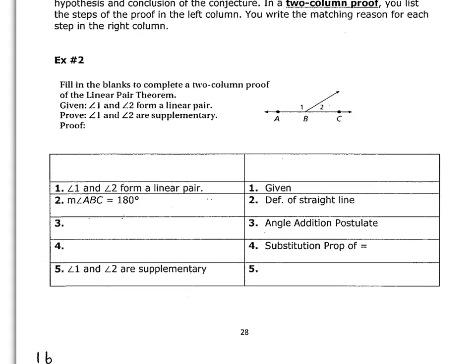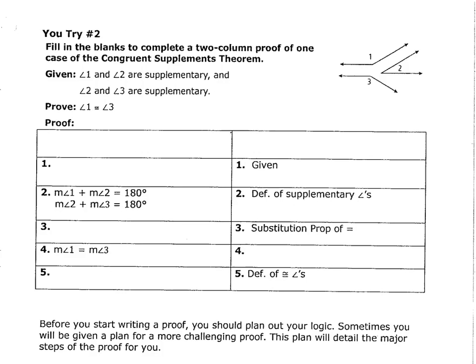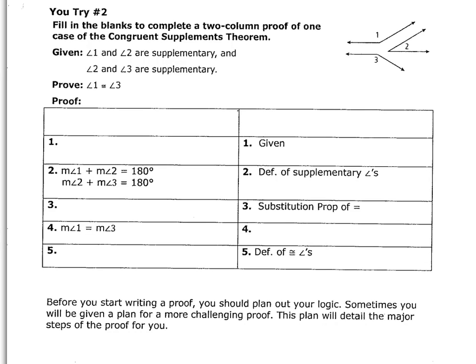Alright, we're going to skip example number 2 and go to number 3. It says fill in the blanks to complete a two-column proof of one case of the congruent supplements theorem. We're going to take this really slow. For your givens, angle 1 and angle 2 are supplementary, and angle 2 and angle 3 are supplementary. On the right side of your proof it says that this is given information.